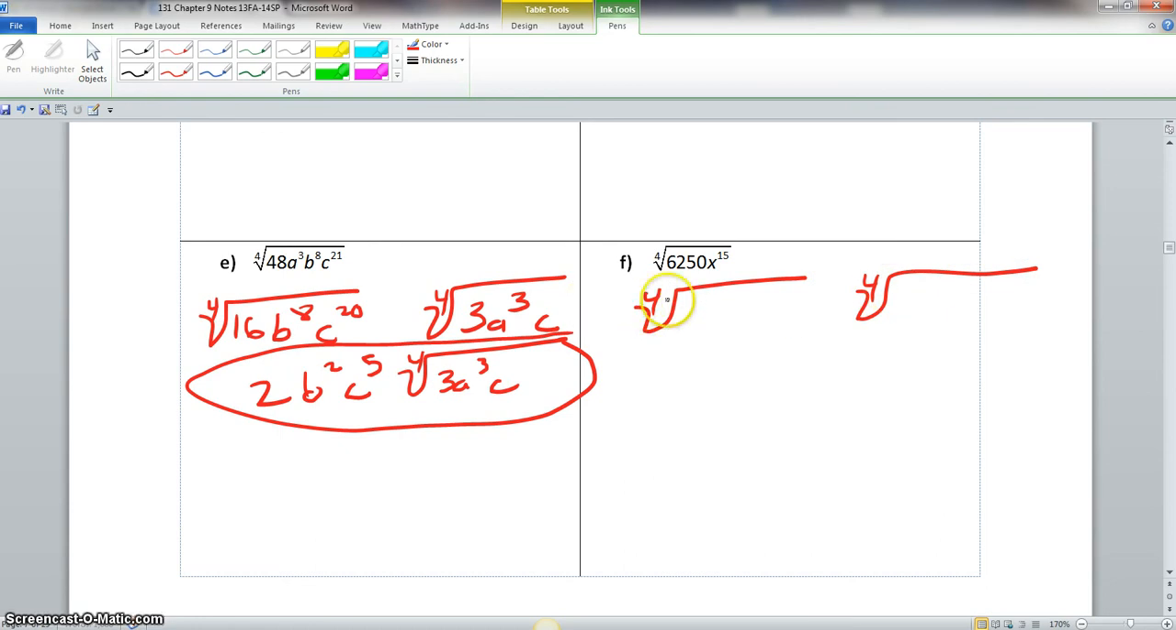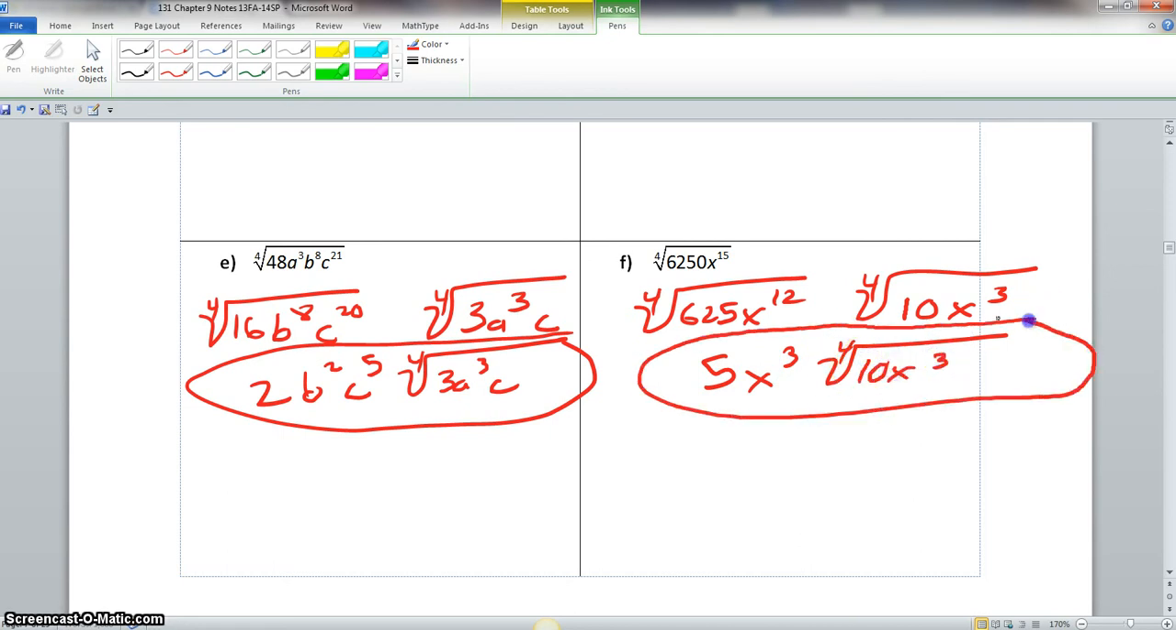So we will have 625 with 10 left over. We will have x to the 12th with x to the 3rd left over. The fourth root of 625 is 5. The fourth root of x to the 12th is x to the 3rd. And we have the fourth root of 10x cubed. And this right here is your final answer.